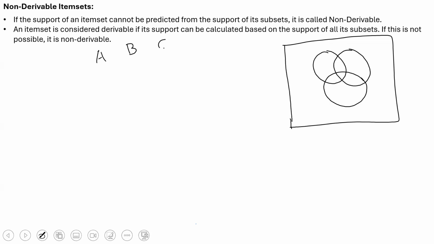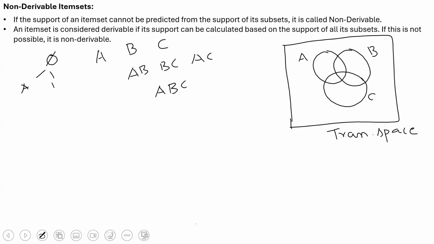A, B, C. This is transactional space. This is product A, item A, item B, item C. What are the possible combinations from this? AB is possible, BC is possible, AC is possible, ABC is possible. So that is what you can derive from this, right? Even if you draw the scatter for this, it becomes ABC, AB, AC, BC, ABC, right? I'm representing this in transactional space.